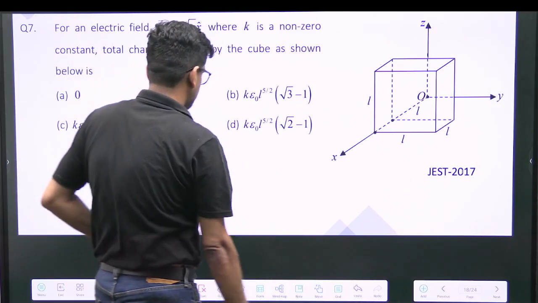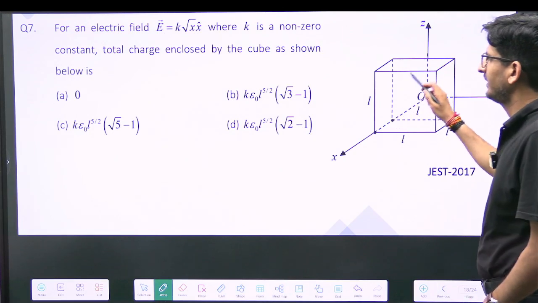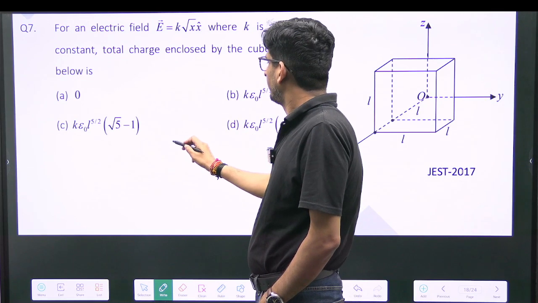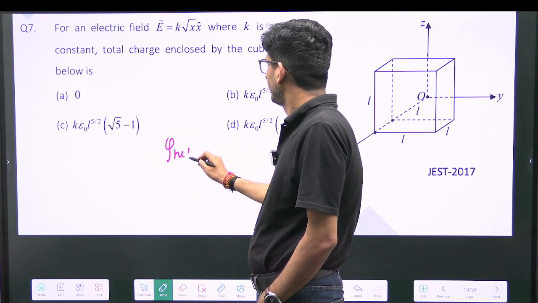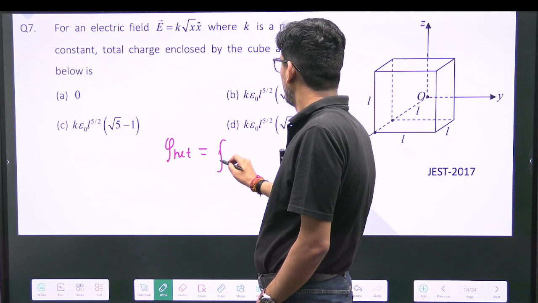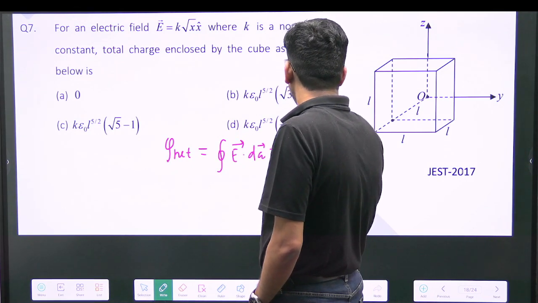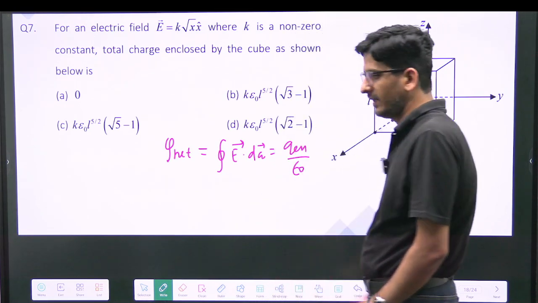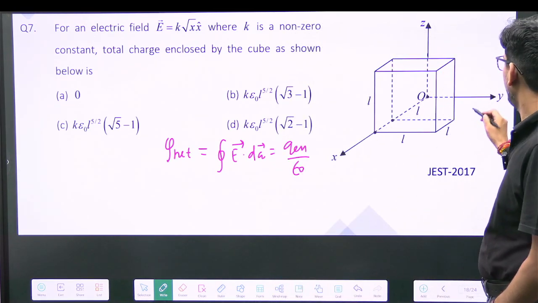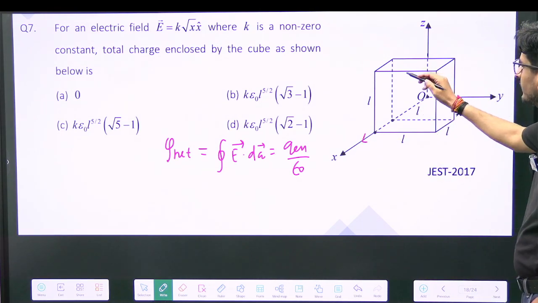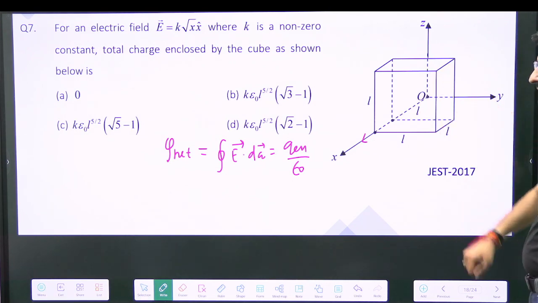So for this, we have to calculate the total charge enclosed. So how will we go about this? Net flux is equal to the closed integral of E dot dA, which is equal to Q enclosed upon epsilon naught. Now the electric field is only in this direction, so only the flux through the front and back surfaces will matter. Other fluxes will not matter.